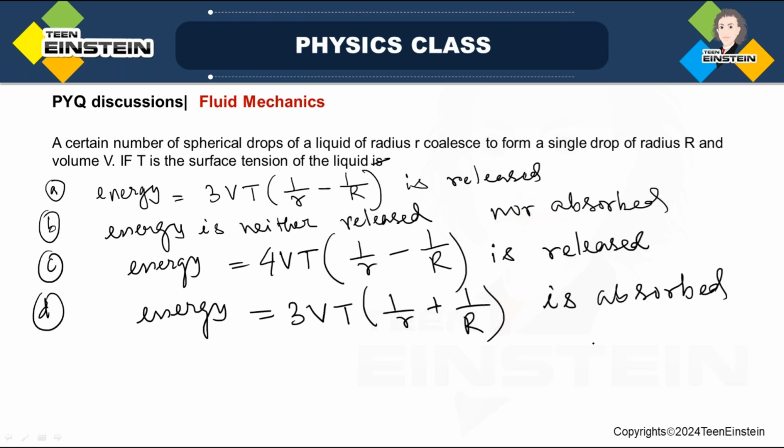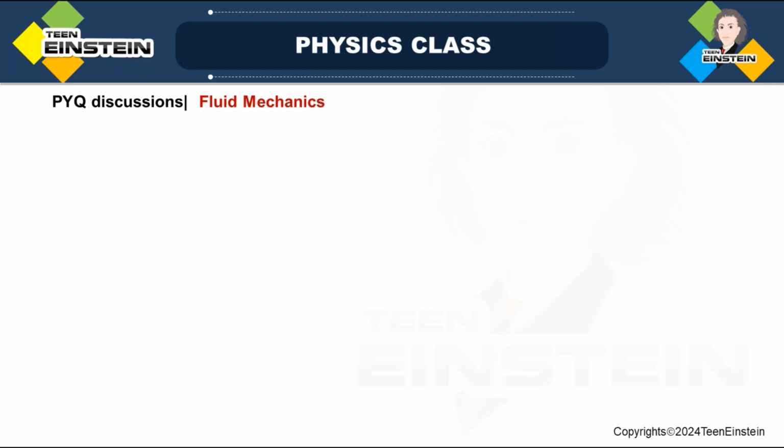Okay, let us first try to understand this question and then we'll solve it. A certain number of spherical drops of liquid of radius small r coalesce to form a single drop of radius capital R and volume capital V. If T is the surface tension, then the liquid will release or increase the energy first of all, and how much energy it will release or increase, or whether there will be no release or no absorption.